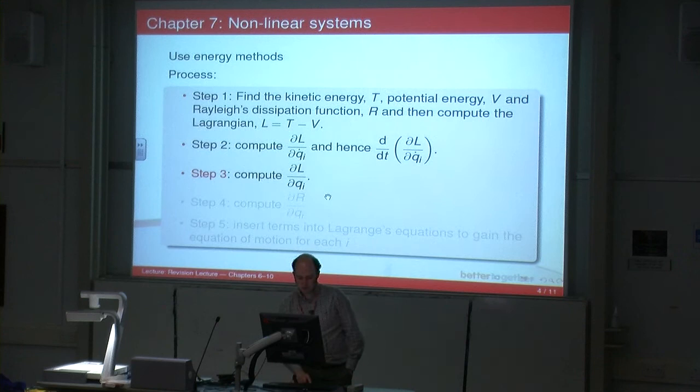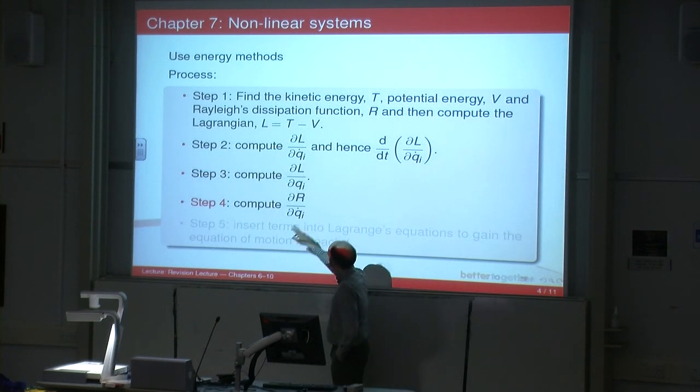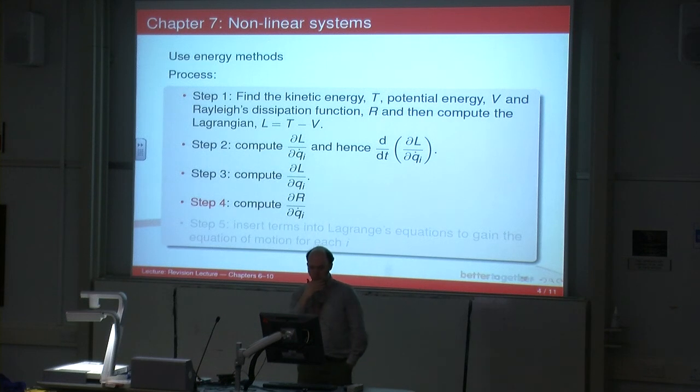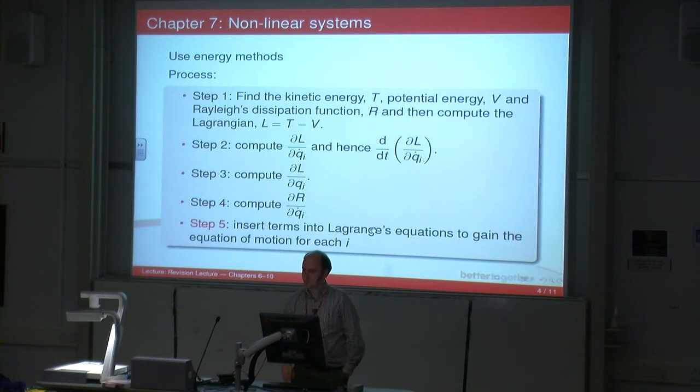And then the next step is to take R and then take the derivative with respect to x dot, or q dot. And once you've got those three terms, you can then plug them into Lagrange's equation, which is on the next slide, and you'll get the equation of motion for each of those variables that you're interested in.